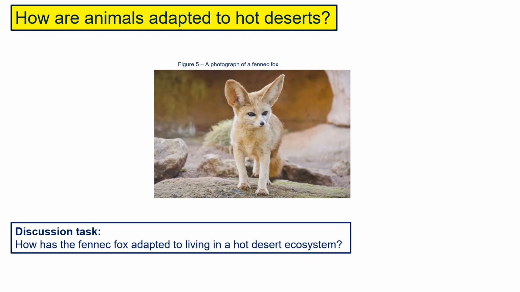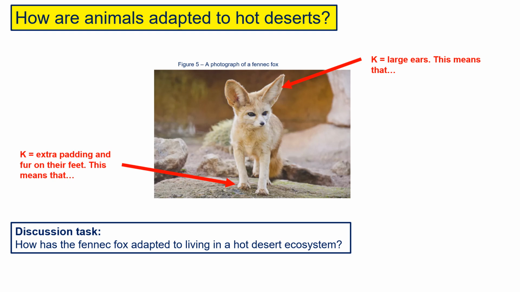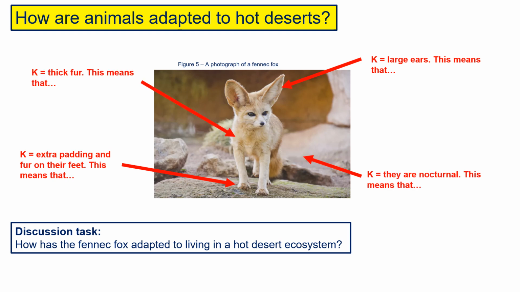Another animal is the fennec fox. Fennec foxes have large ears. This means they can lose body heat, which allows them to regulate their blood and body temperature, preventing them overheating. They've got extra padding on their feet and thin fur, again allowing them to walk along the sand without burning themselves. And they're also nocturnal with thick fur. So this is key, because at night time they go out and hunt to avoid the temperatures, and their fur is quite thick for the night time because this means they can stay warm during the cold temperatures.